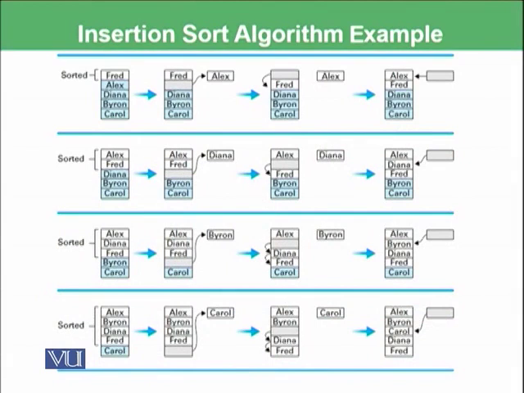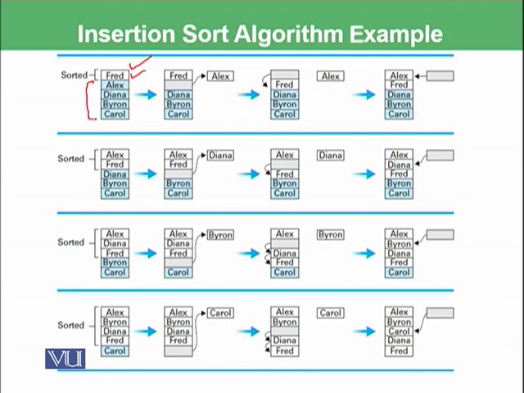We have basically the list Fred, Alex, Diana, Byron, and Carol. So we are at the moment here. To read this picture, anything displayed with a white background is sorted, and anything with a blue background is unsorted. So at first, the topmost element has a white background, and this one is unsorted. And similarly, you will see it in all of the next iterations.